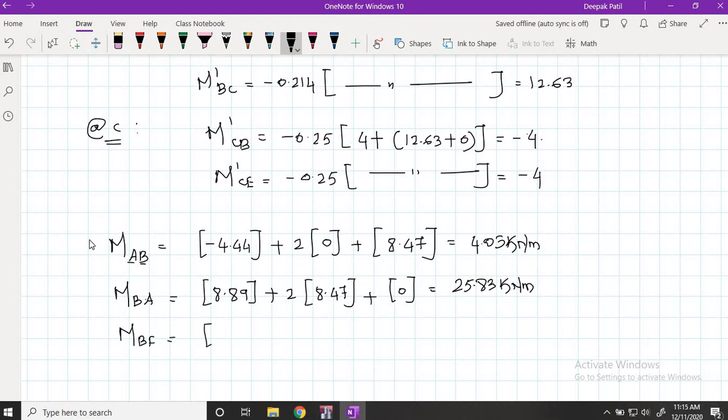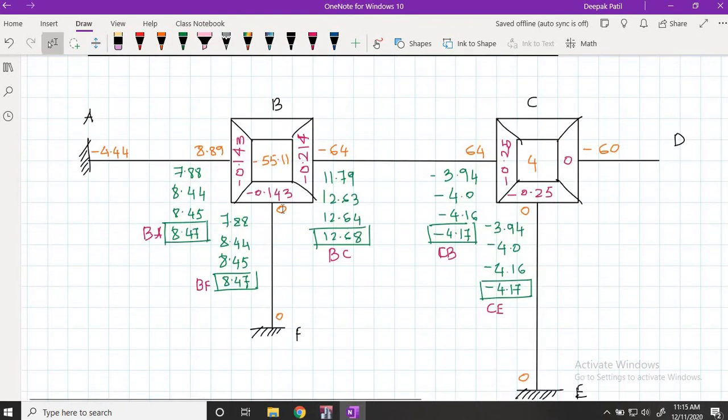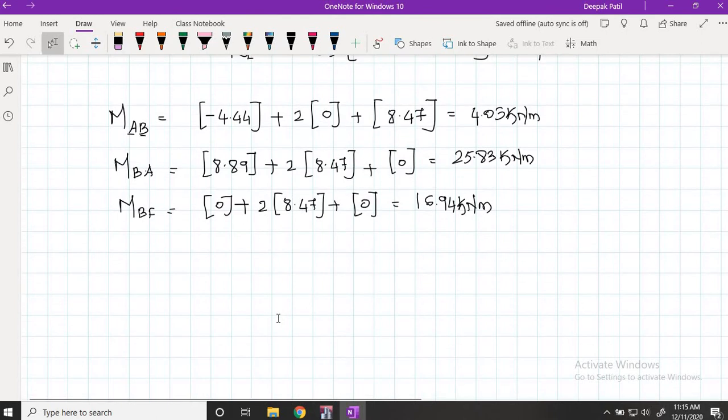Now when you try to calculate MBF, here you can follow any of the sequence, no issues. Fixed end moment is 0, plus 2 times near end rotation contribution is 8.47, plus 1 time the far end rotation contribution is 0, because F is a fixed support. This comes out to be 16.94 kilonewton meter. Now when you see here BF, the fixed moment is 0, plus 2 times near end rotation contribution is this 8.47, plus far end rotation contribution is 0. So likewise you have to write down the formula for each and every moment. So let me just write down the moments itself directly.